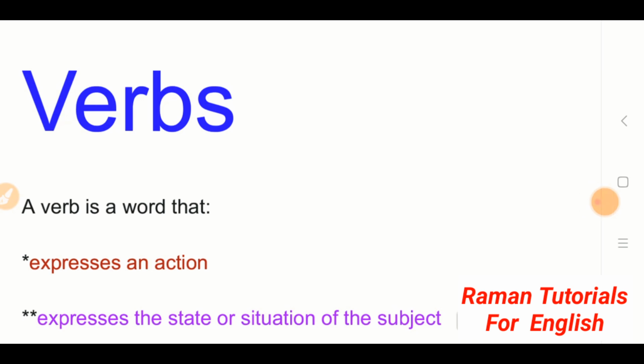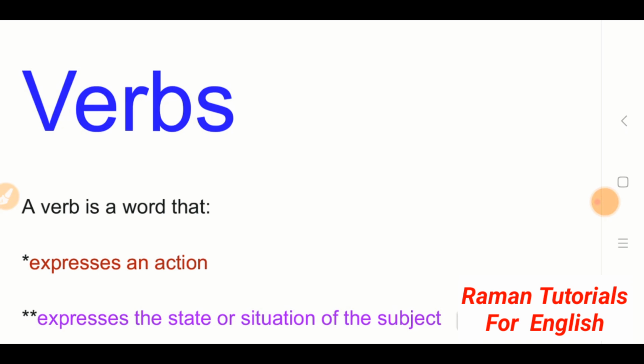The verb is one of the most important parts of English grammar. It is one of the most basic things. But do you know what exactly a verb is? In this lesson, we will discuss all about verbs. Verb is the main part of the sentence.